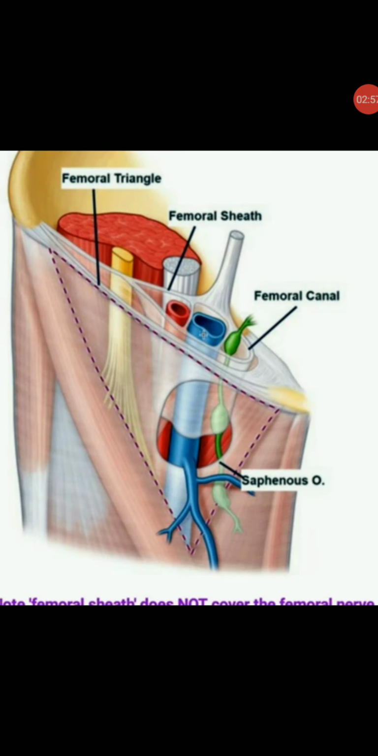Okay, look at that. This whitish triangular structure is the femoral triangle, and above it there is the femoral sheath. Look at that. The femoral sheath is a funnel shaped sheath. It covers the femoral vessels. The red one is the femoral artery, the blue one is the femoral vein, and the green one, the most medial one, contains some lymphatics.